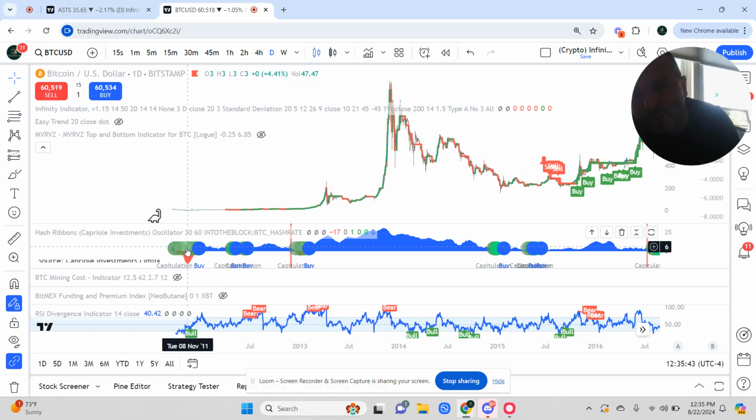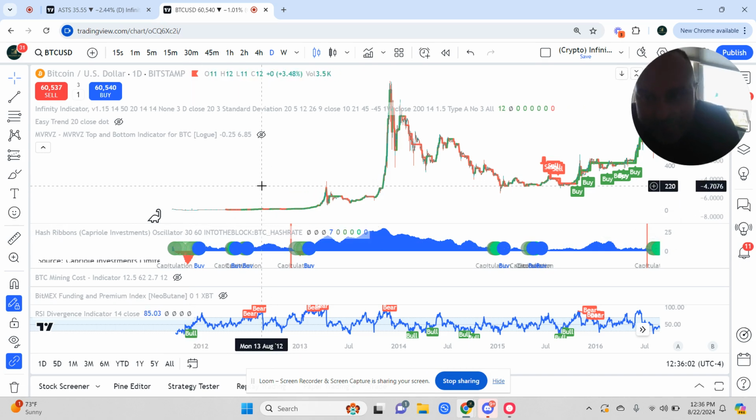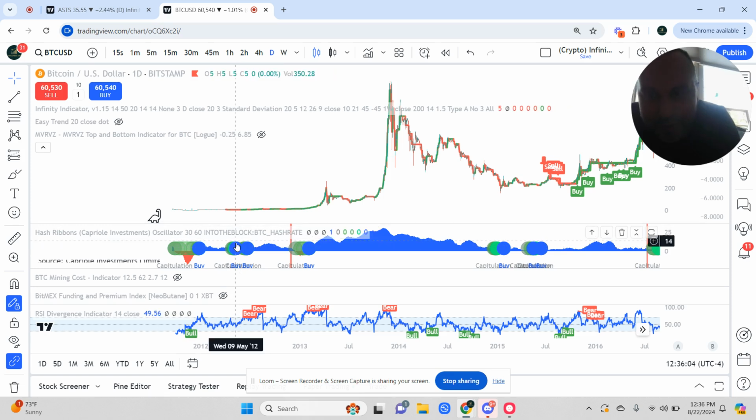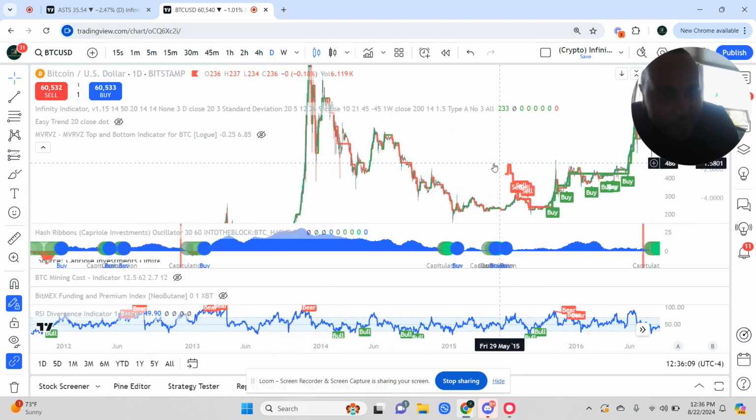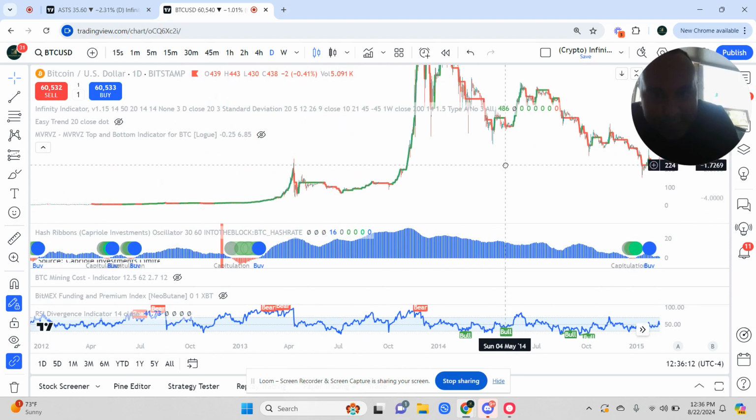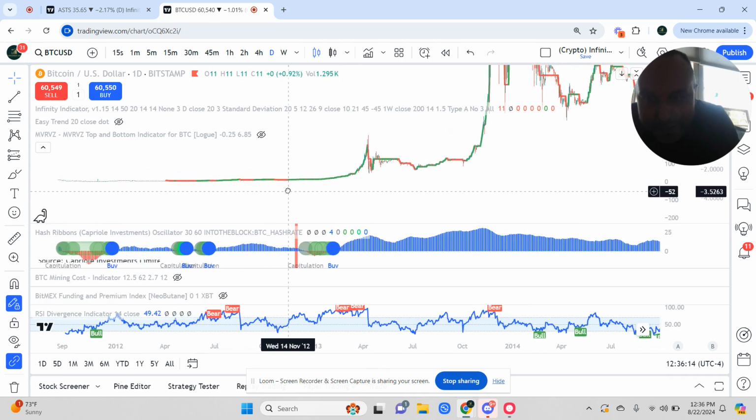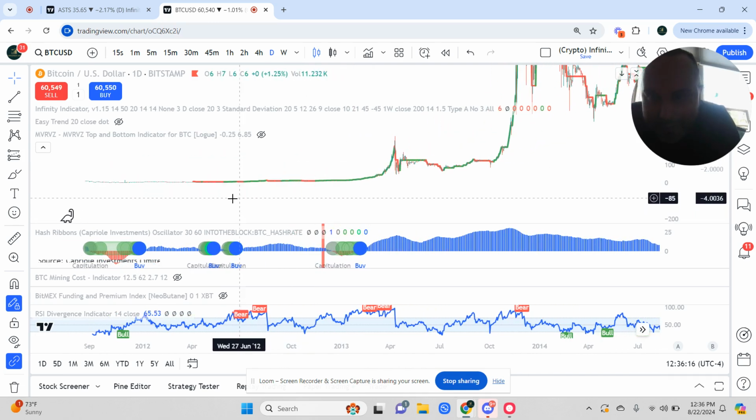Basically, every time this buy signal is given, after the capitulation, that is when you're going to see a move upwards in Bitcoin. Let's zoom in a little bit so I can show you what I'm talking about, so you don't look at me like I'm an idiot. I swear I'm not that dumb.